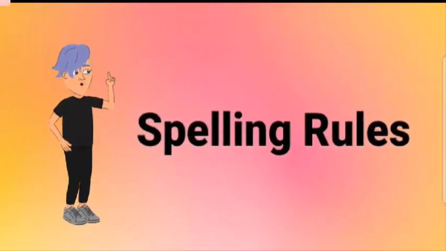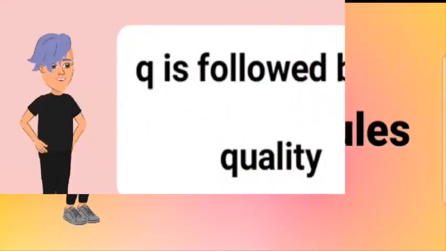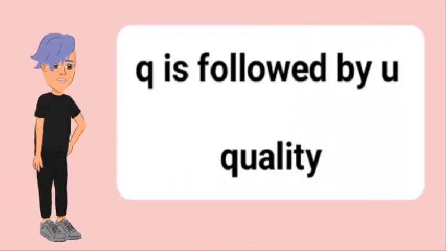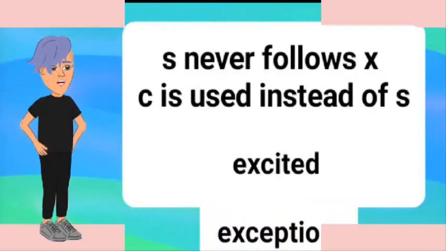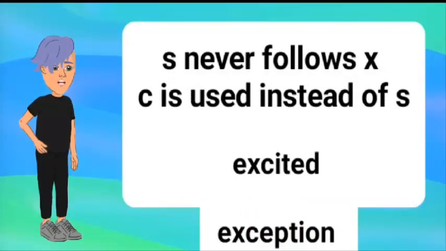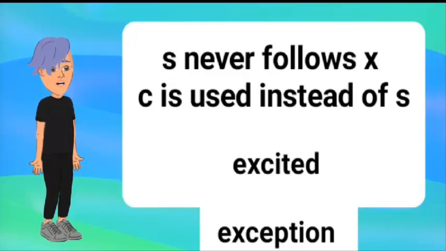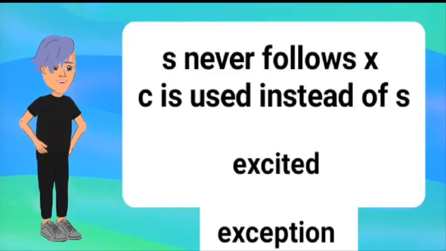Spelling rules. Q is followed by U. Quality. S never follows X. We use C instead of S. Excited. Exception.